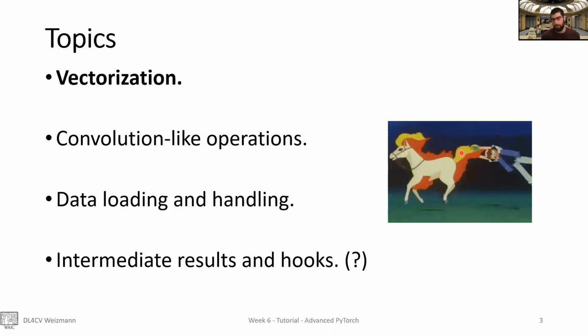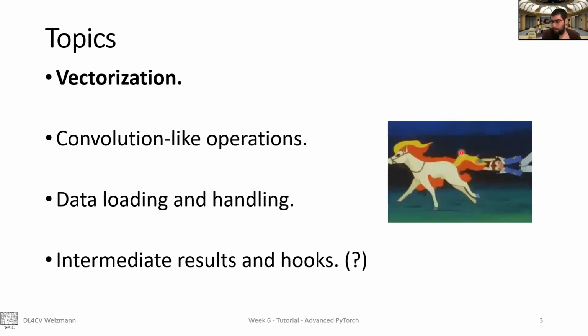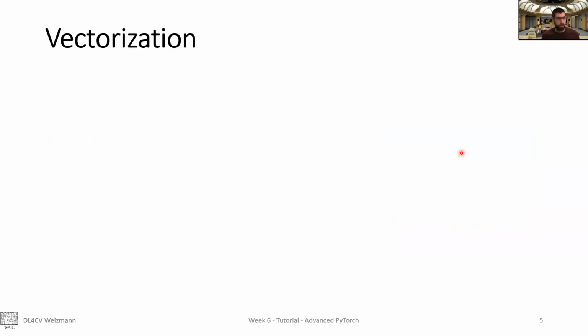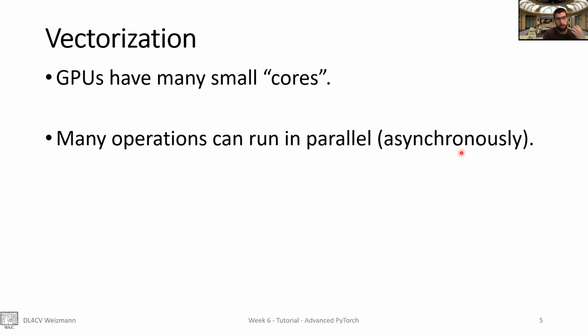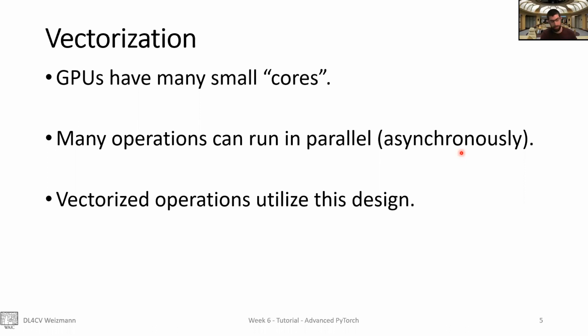So let's begin with vectorization. So why do you want vectorized operations? That's because in a GPU we have many, like thousands of, small cores. Like each green cell in the image is a small core. There are thousands of such cores. And because of that, many operations can run in parallel if the operation utilizes this design. And vectorized operations utilize this design and are significantly faster than having loops.